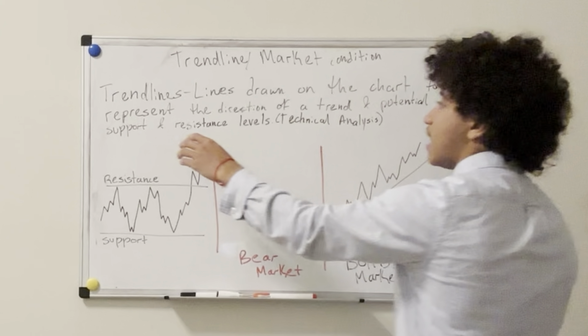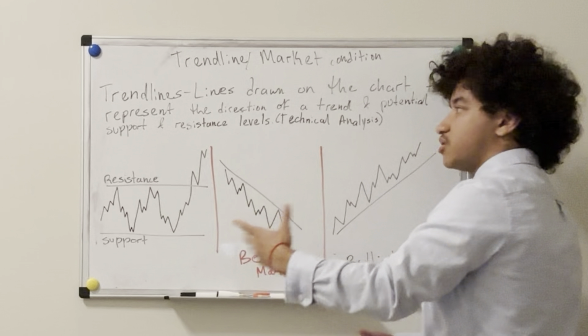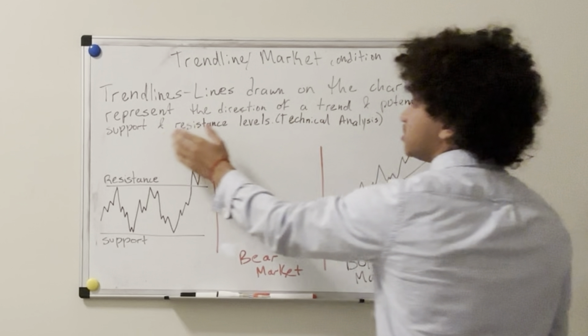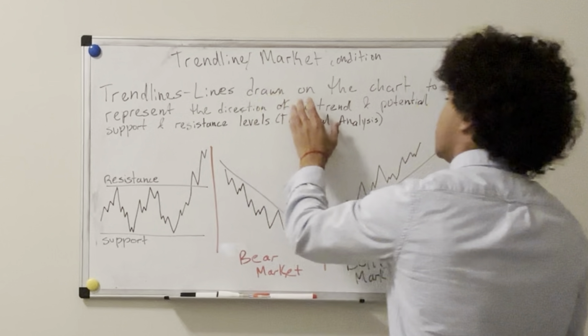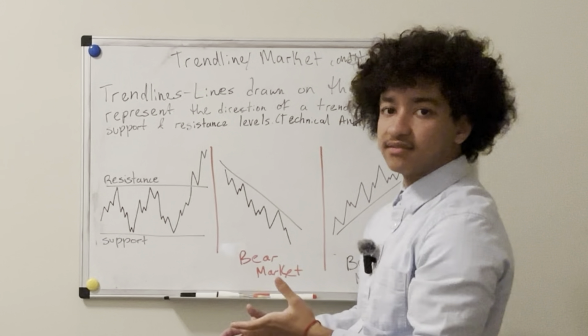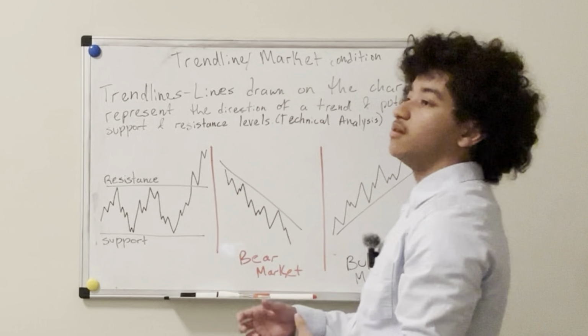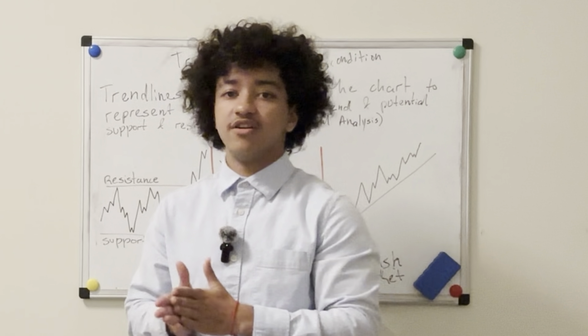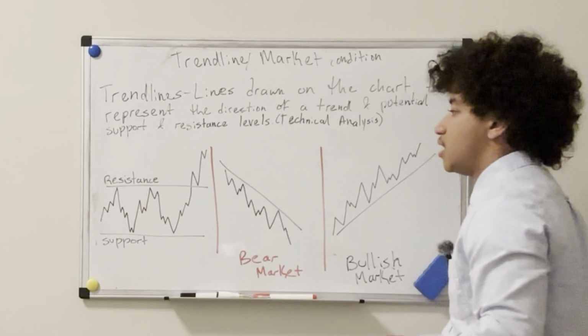First, we have trend lines. What are trend lines? Trend lines are lines drawn on the chart to represent the direction of a trend and a potential support and resistance level. We call this technical analysis: analyzing the chart so we can make a prediction on where it could go next. Very simple, very easy, and I'll show you right now.